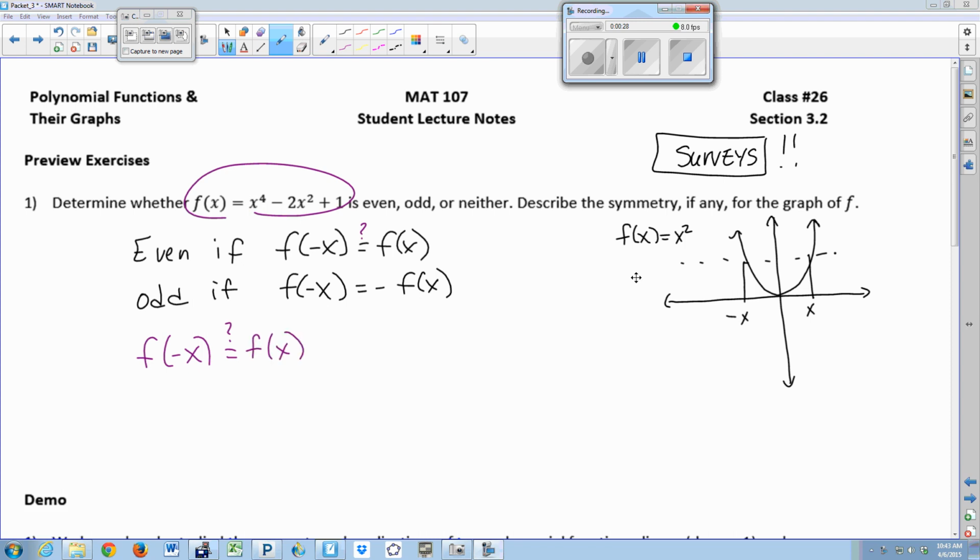Well, there's nothing to do on the right-hand side because we already know what f of x is. Here it is, right there. Where you see f of x, you replace it with x to the fourth minus 2x squared plus 1. Now, how do I find f of the opposite of x? What would I do? Amber?